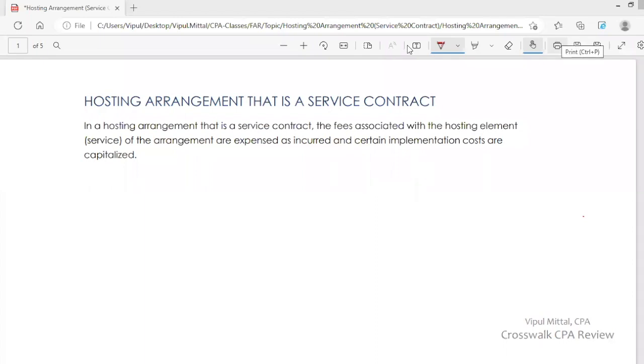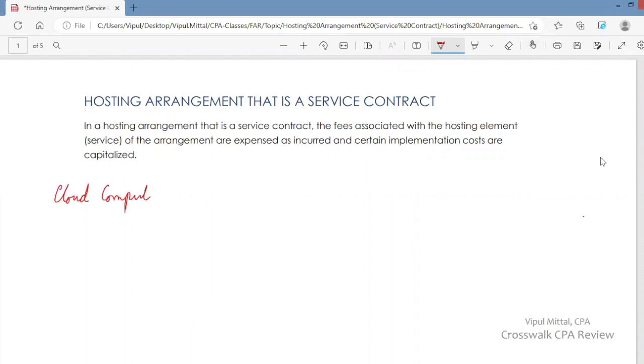In this session, I will discuss accounting for a hosting arrangement that is a service contract. Now, what is a hosting arrangement? Actually, we are talking about a cloud computing arrangement. In a hosting arrangement, you get access to software on the vendor's platform, on a third party server. You do not have possession of the software, but you can access and use the software. That is a hosting arrangement.